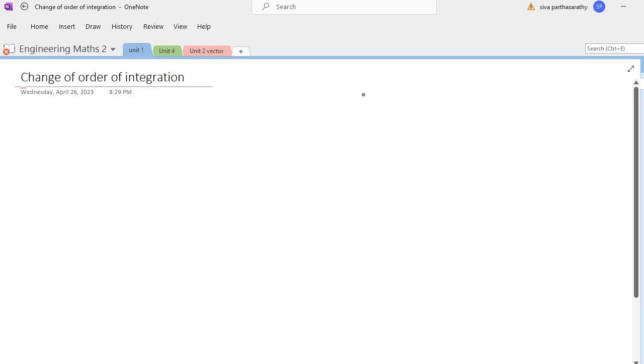Dear students, in this class we are going to discuss change of order of integration. What is meant by change of order of integration? In case you are writing the double integral I equal to double integral over x1 to x2, y1 to y2, f of x comma y dx dy.